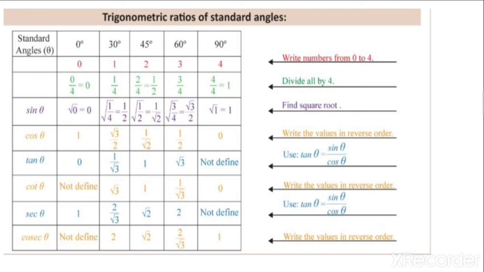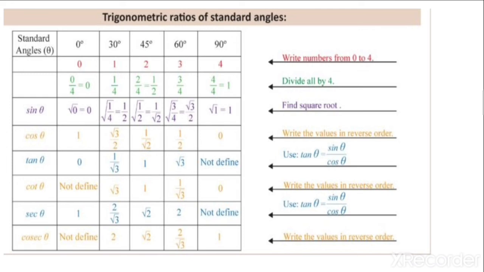So sine, cos and tan. Did you take any pressure to write? Nothing. Easily you wrote 0 to 4, you wrote the numbers. You divided each number by 4 and for the answer value you took the root for the sine. Cos, you just reverse the value. And for the tan, sine by cos, you divided and wrote the value. You got the first three. And as we know, the other three are the reverse of the first three. Just the reverse value you write.